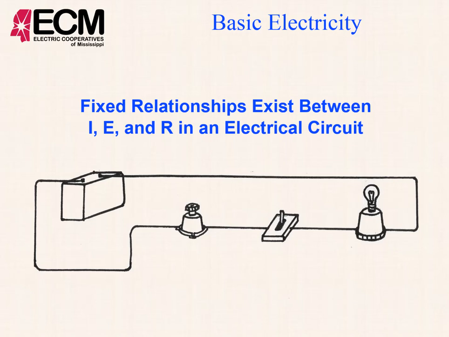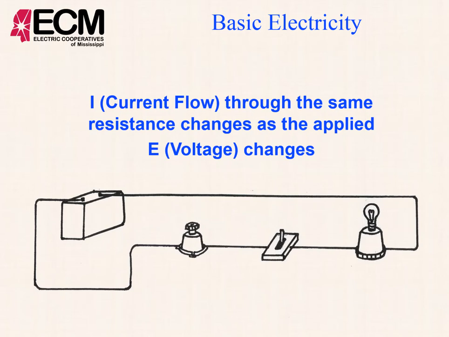Okay, so this slide: fixed relationships exist between the current, which is I, the E, which is voltage, and the resistance. So there's a fixed relationship between the current of the system, the voltage of the system, and the resistance of the system. And there's a little formula that we can figure out. If we have two of those, we can figure out the other one.